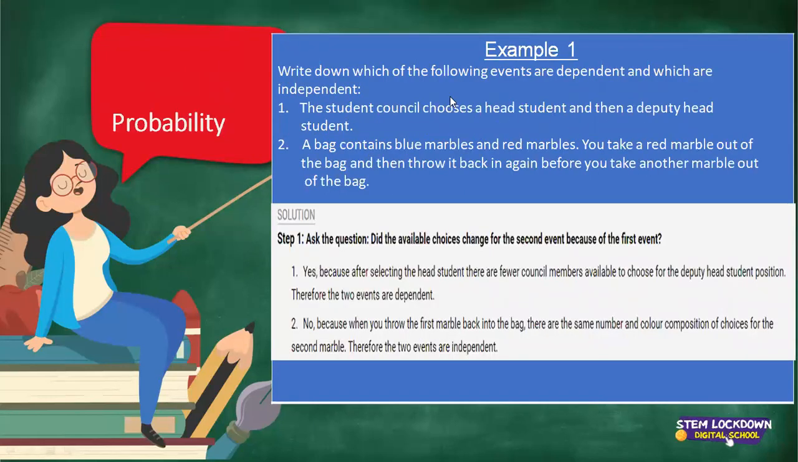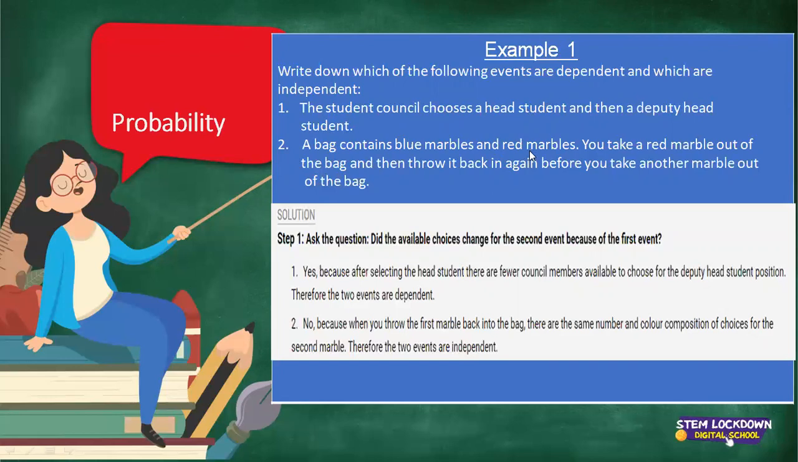Example 1. Write down which of the following events are dependent and which are independent. So which of these events are dependent, which are independent? Number 1, the student council chooses a head student and then a deputy head student. Are those two events dependent or independent? Choosing a head student and then choosing a deputy head student.